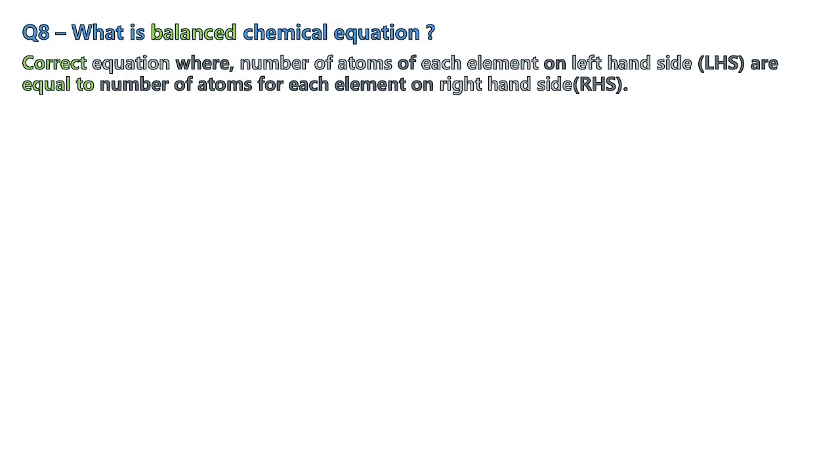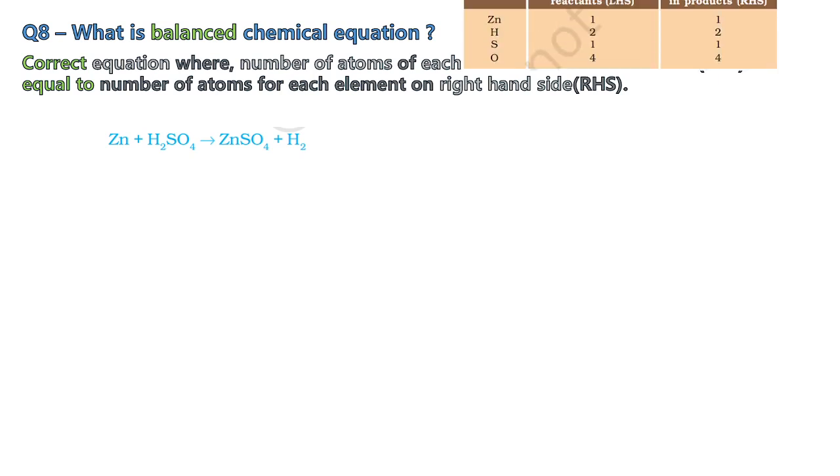What is a balanced chemical equation? A correct equation where the number of atoms of each element on the left hand side is equal to the number of atoms on the right hand side is a balanced chemical equation. For example, if you take zinc Zn plus sulfuric acid H2SO4, that will give you ZnSO4 plus H2. You can see the zinc element has one atom on the left hand side, one atom on the right hand side. Sulfur has S, one on the left, one on the right. Oxygen has four atoms on the left, four atoms on the right. Hydrogen, H2, has two atoms on the left, two atoms on the right. So this is a balanced equation.